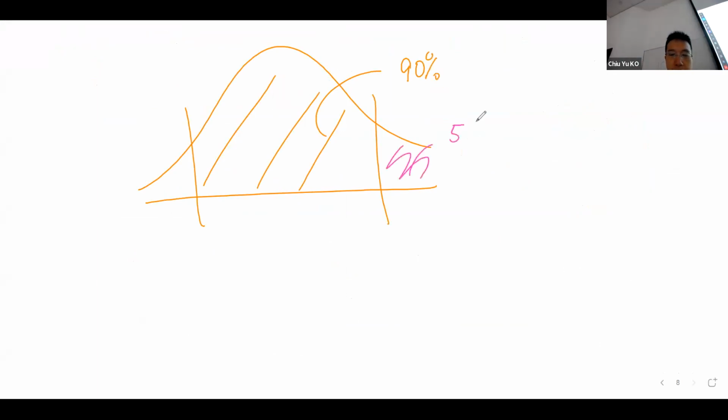This is 5% here, 5% here, right? That's that. This is 1.64, sorry. It's 95 here, and 2.5 here, 2.5 here. It's 1.96. This is the critical value, right? So probably the question is, what is the p-value here?